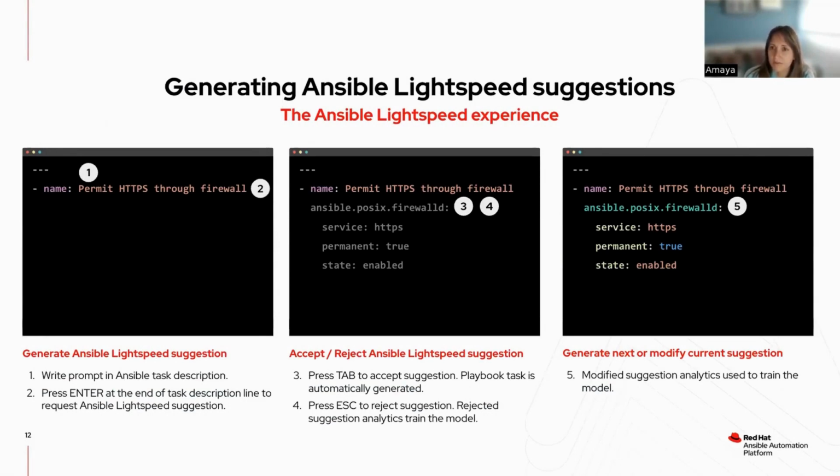First, you need to declare an Ansible file and the task description. After pressing enter, Ansible Lightspeed will suggest content based on that name. Accepting or discarding it is as easy as pressing either tab or ESC. And after that, you simply have to modify the suggestion to your liking and to train the model.